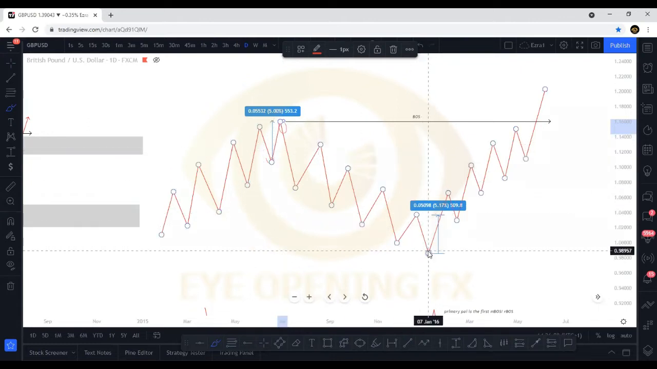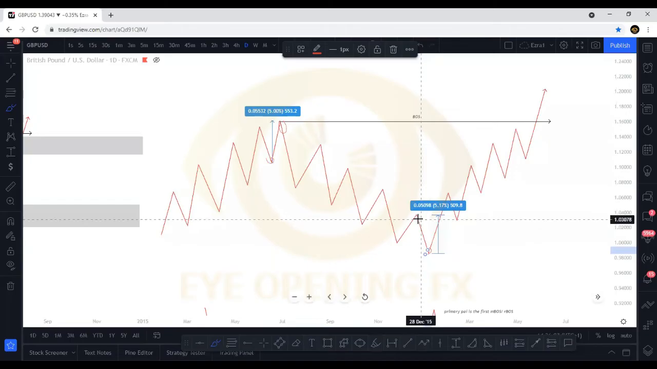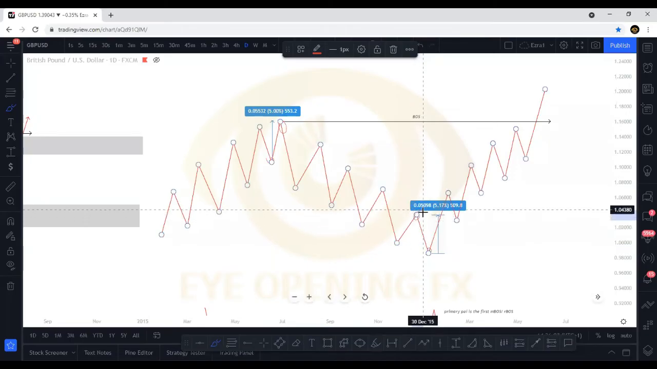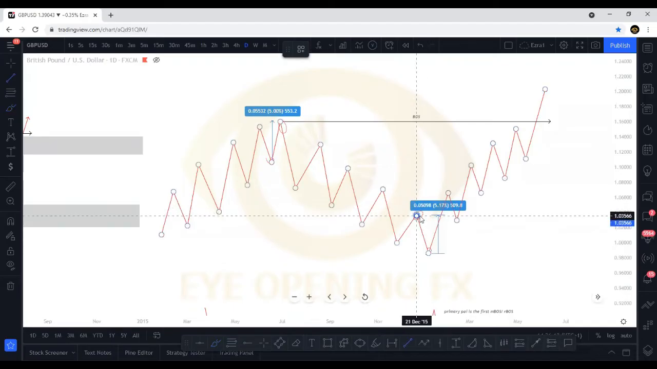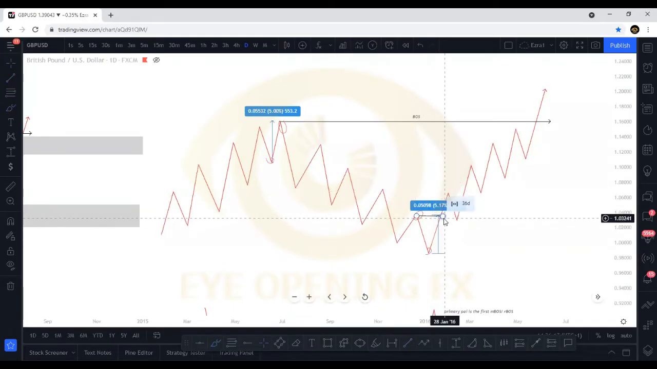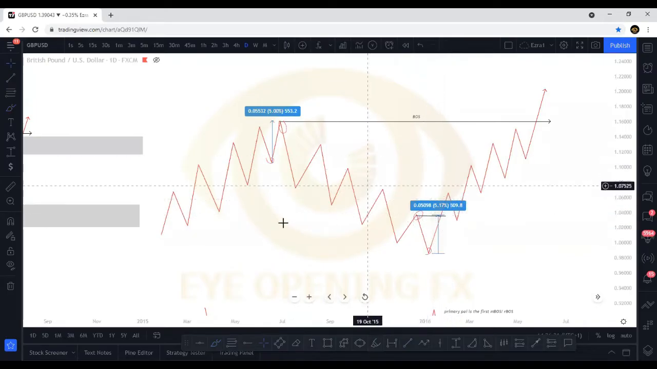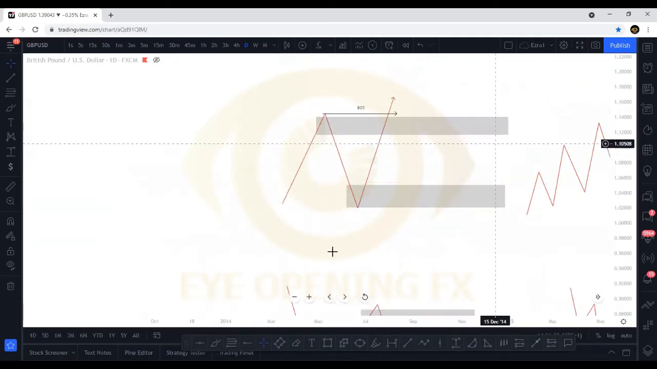Why? From this very low to this new high the market broke as BMS, for the market to show a sign that it is going to take out that external liquidity, is your primary point of interest. That's your primary point of interest. So that's that.